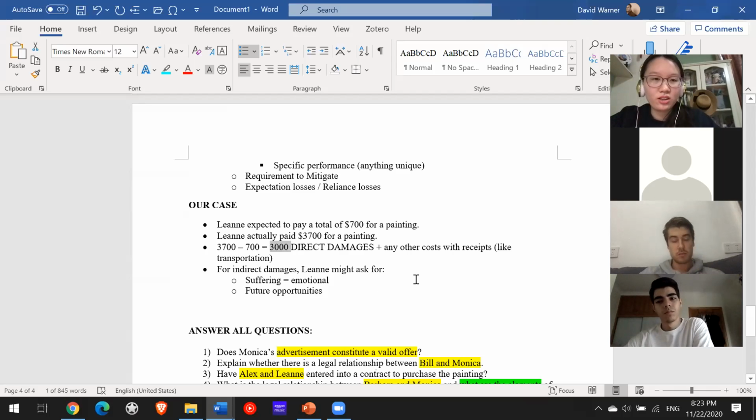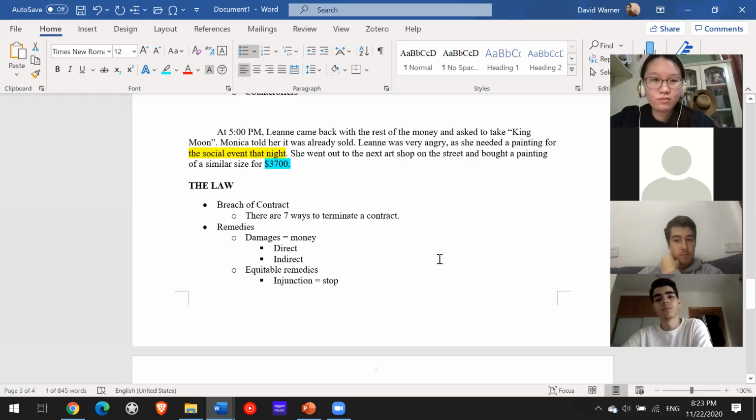Because she didn't make that much in sales. Well, but I mean, that's her own fault. She chose to break this contract. I mean, maybe she doesn't make that much, but I think this number is maybe too high, because if I was Monica or Monica's lawyer, I would say Leanne didn't do any research before she bought another painting. Did Leanne have a requirement to try to find a painting that was similar priced?